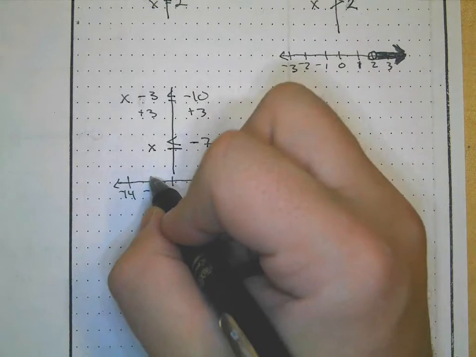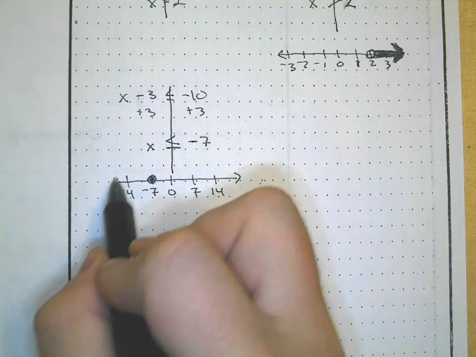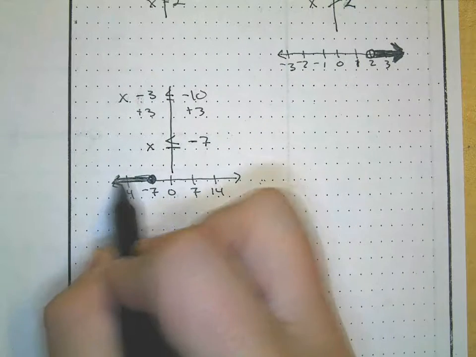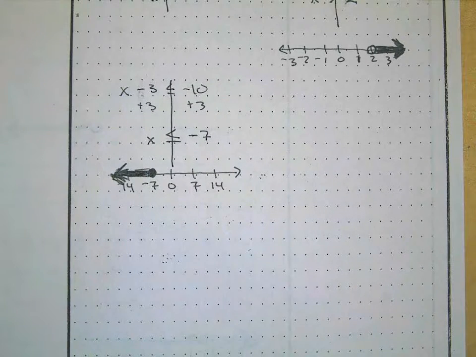And now that I am equal to, I have to show that I'm equal to -7. So to do that, I use my closed dot, and then I shade. Like so.